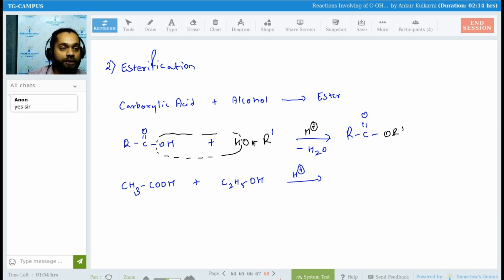It is same like what we have written on the top. Correct? It is ethyl ethanoate. So how is the structure? So OH and H goes away. So what do we get? CH3, C double bond O, OH and H goes away and your C2H5O gets attached. So what we will get? O C2H5. So CH3COOC2H5. This is your ethyl group.